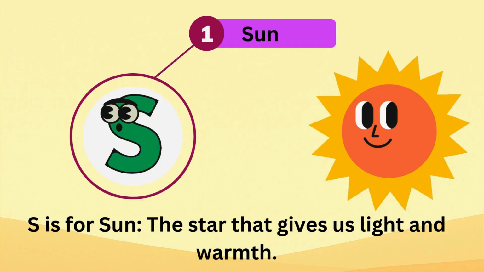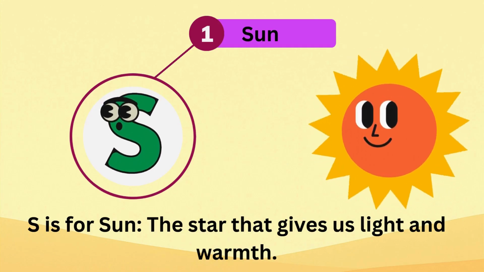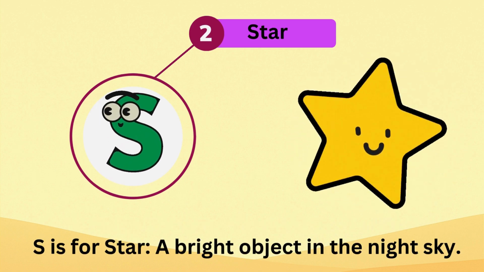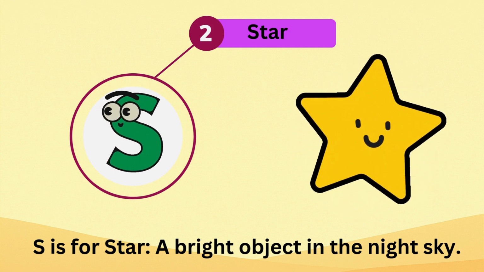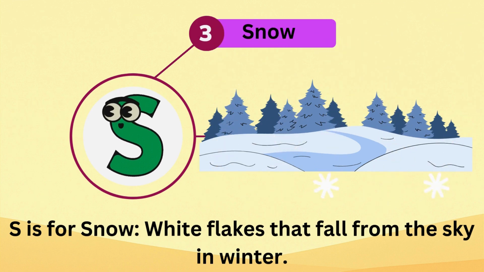S. S is for sun, the star that gives us light and warmth. S is for star, a bright object in the night sky. S is for snow, white flakes that fall from the sky in winter.